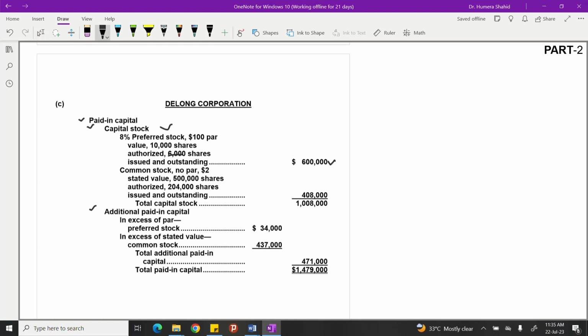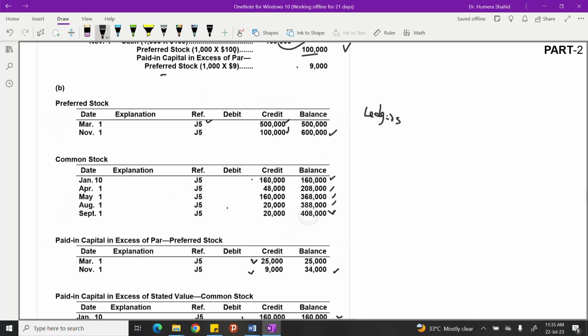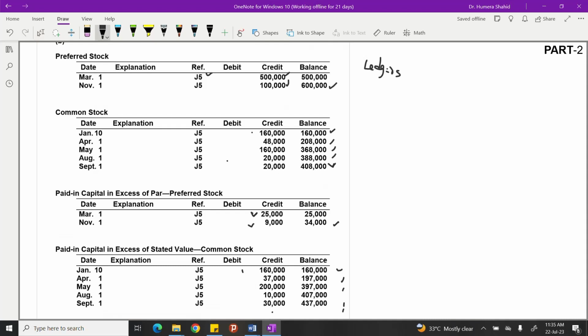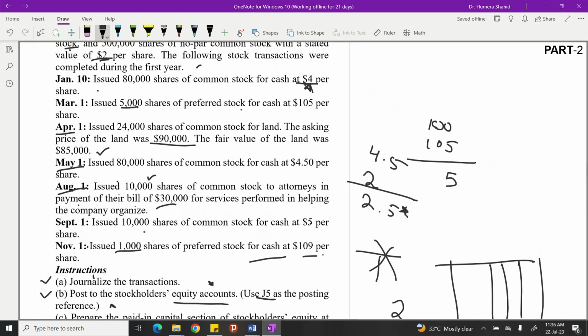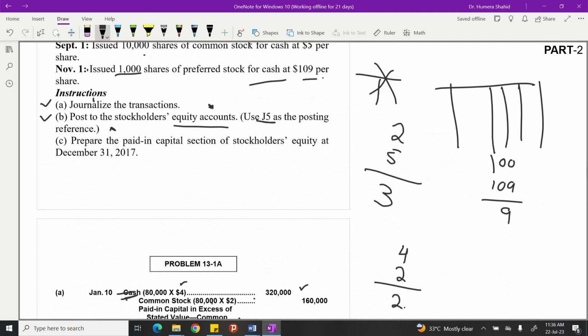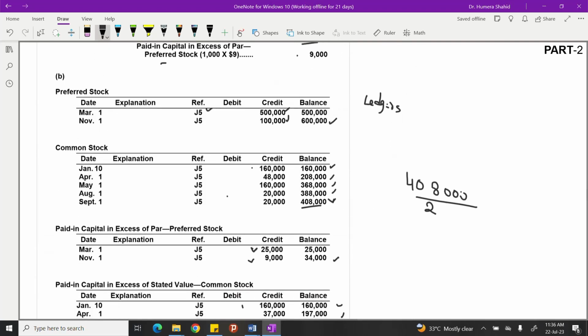Common stock, no par, $2 stated value, 500,000 shares authorized. It's given on the opening statement. How many shares issued and outstanding? Let's quickly see. You have two ways to do that. You can divide this ending balance, which is 408,000 of common stock, with the stated value. What was the stated value? Stated value is 2, yes. You can divide it with stated value, you will get 204,000.